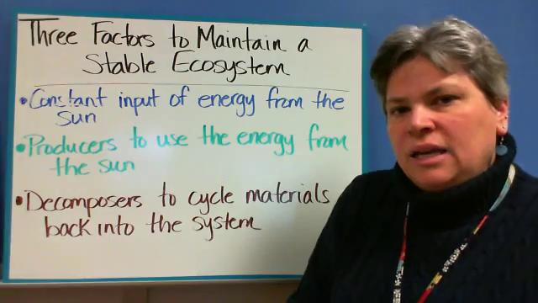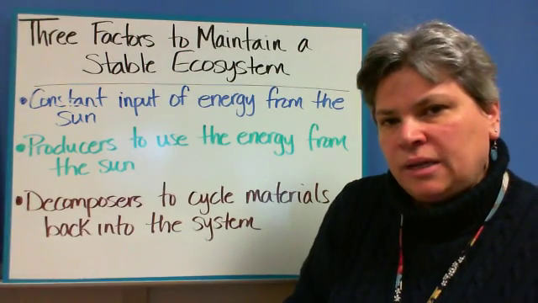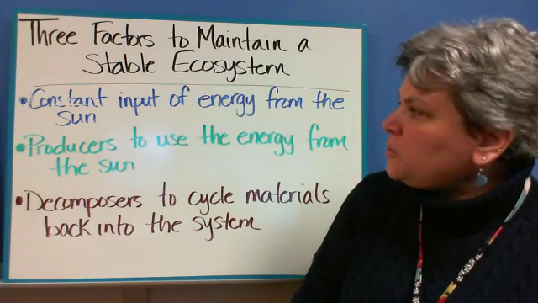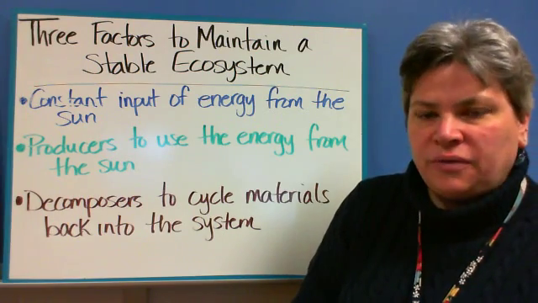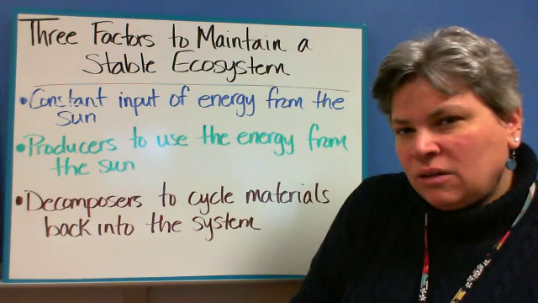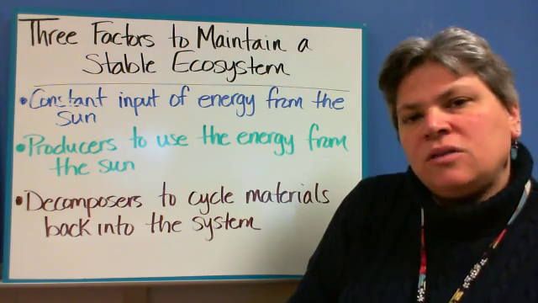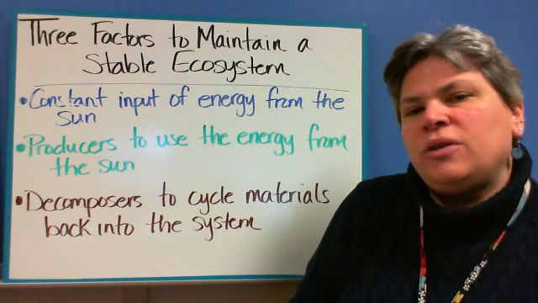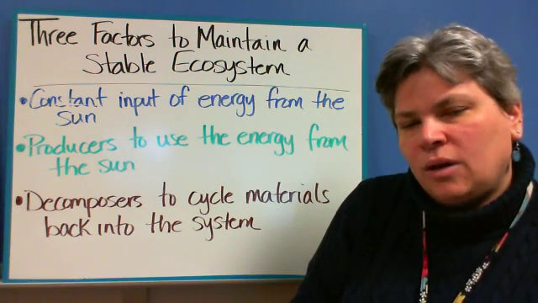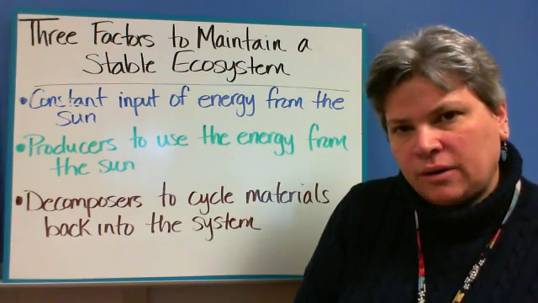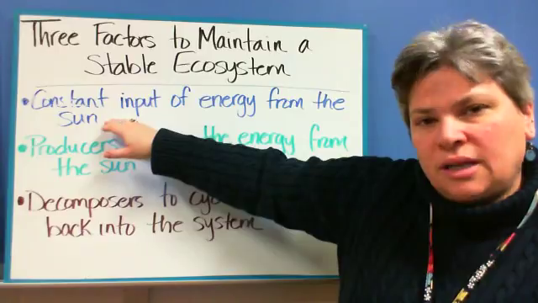So to maintain an ecosystem, to maintain that stability in an ecosystem, there's three factors that we have to have. The first one being a constant input of energy from the sun. If we talk a little bit about physics, a little bit about the first law of thermodynamics, it tells us that energy can't be created or destroyed, it just changes form. Well, if energy can't be created, then we have to have it come in from somewhere. And our source of energy is the sun.